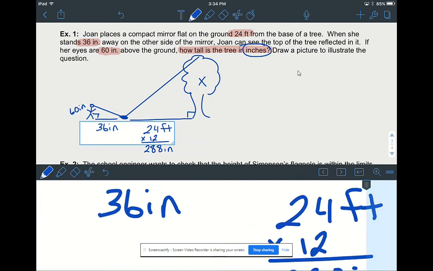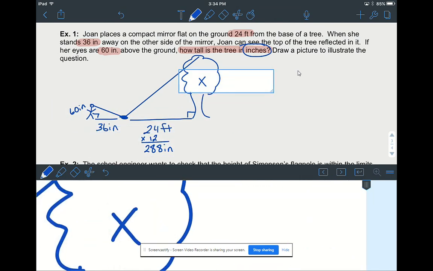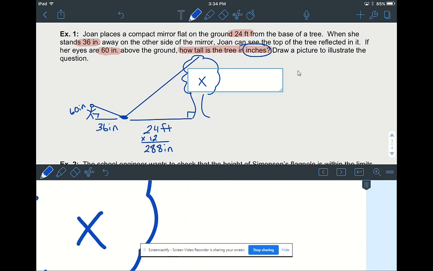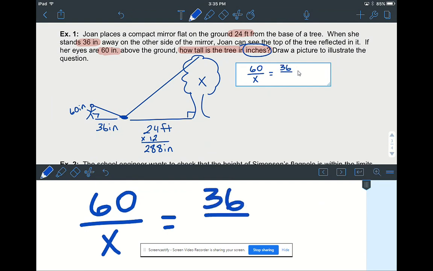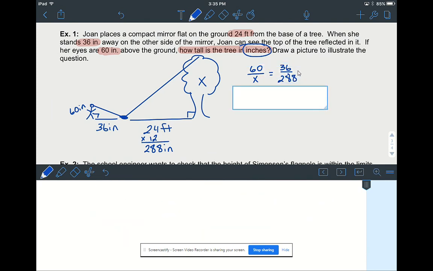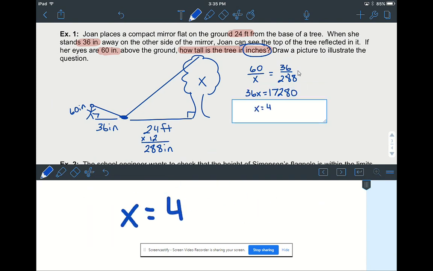So now, whenever we set up our proportion, our X, our height of our tree, will be in inches already. So let's set up the proportion. I'm going to do the heights, so 60 for Joan and X for the tree, over the distance, so 36 over 288. And then, of course, we cross multiply, so we get 36x equals kind of a big number, 17280. And then we divide by 36. So we get x equals 480 inches.